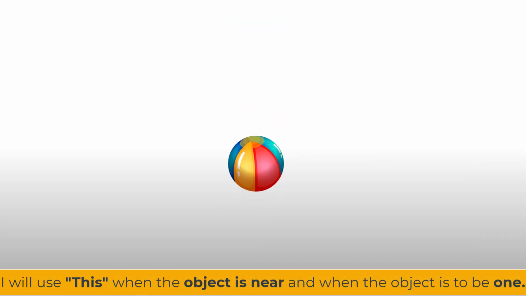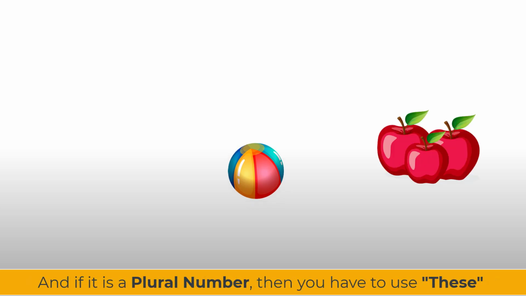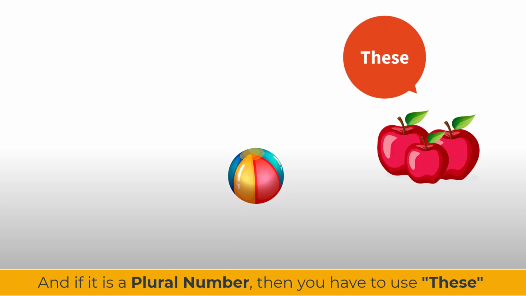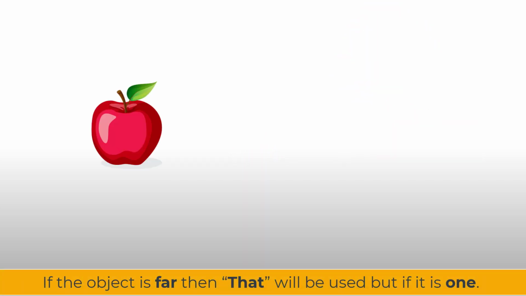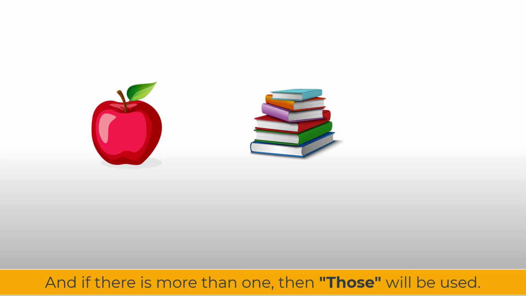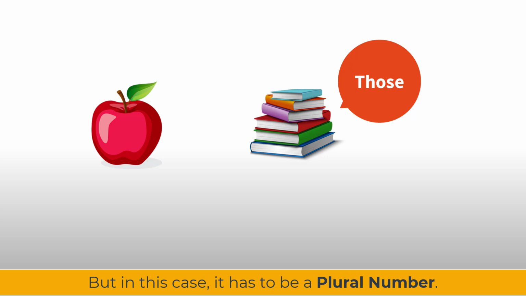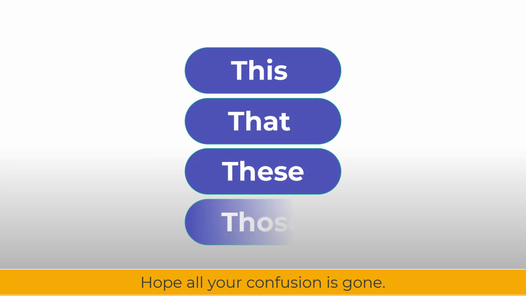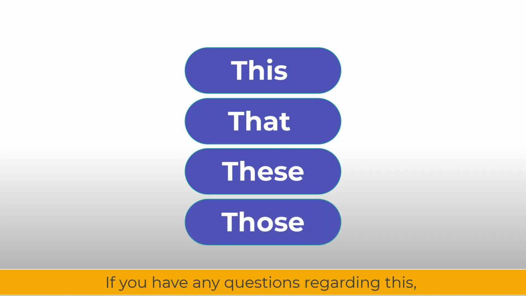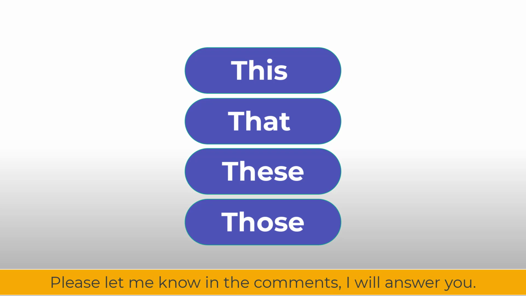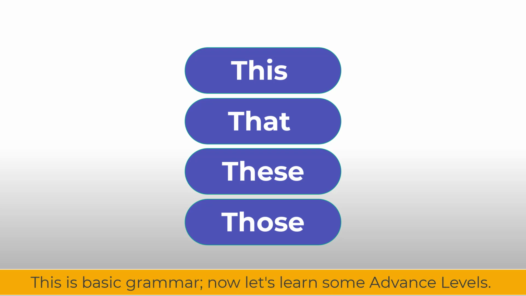I will use this when the object is near and when the object is one. And if it is a plural number, then you have to use these. If the object is far, then that will be used, but if it is one. And if there is more than one, then those will be used. But in this case, it has to be a plural number. Hope all your confusion is gone. If you have any questions regarding this, please let me know in the comments. I will answer you.